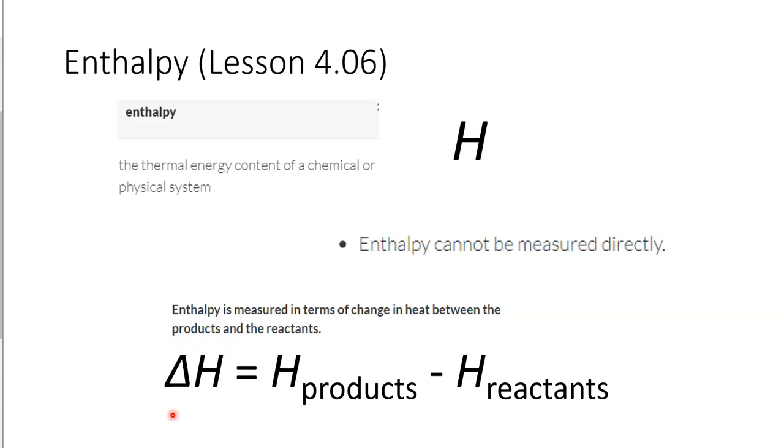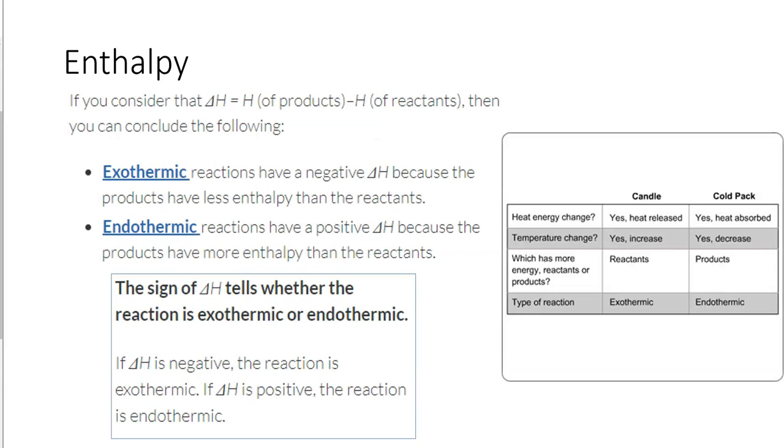So the formula that you use to calculate delta H, which is the change in enthalpy, is this. Delta means change, and delta H is equal to the enthalpy, or the heat energy, of the products of the reaction minus the enthalpy of the reactants of the reaction. Remember, the reactants are what you start with. Products are what you end with. So it's kind of like final enthalpy minus initial enthalpy, if you want to think of it that way.